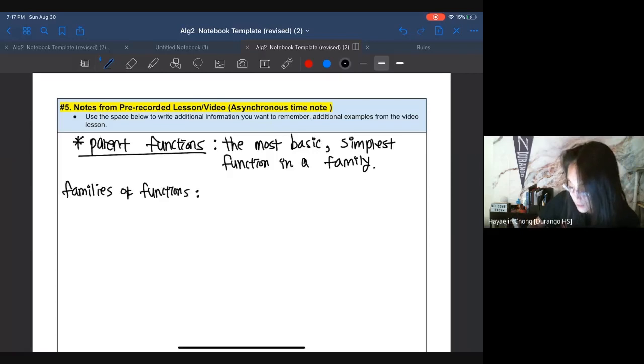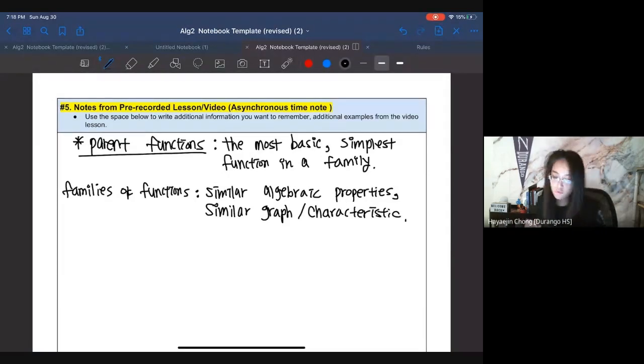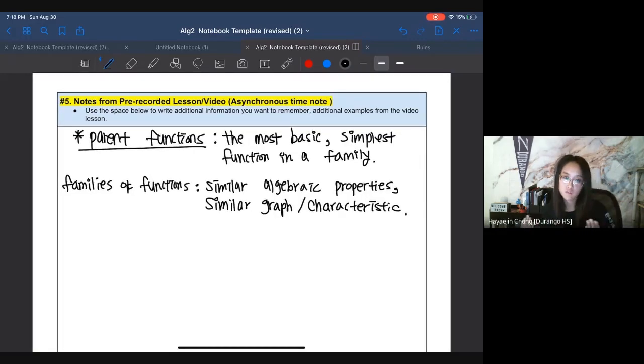They share the same or similar algebraic properties, and they have a similar graph or characteristic. For example, we went over linear functions, right? A linear function will have a straight line all the time. No matter what kind of linear function, you will see a similar type of graph. You will never see a curve. It will always be a straight line, but it will just change position. That's called families of functions.